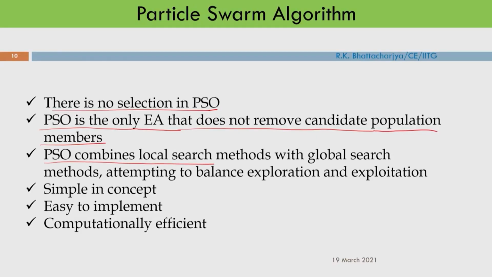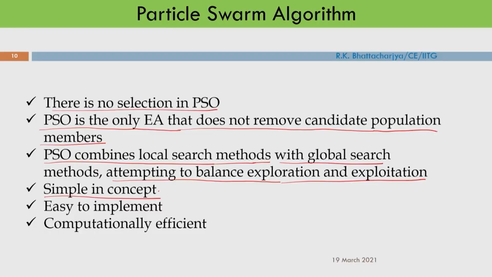PSO combines local search. As you have seen, we are also giving importance to its earlier best performance, that is the personal best, as well as global search. So, PSO combines a local search method with a global search method, attempting to balance exploration and exploitation. The algorithm is very simple in concept. We need only two equations, one to update the velocity and then one to update the position. So, it is a very simple algorithm.